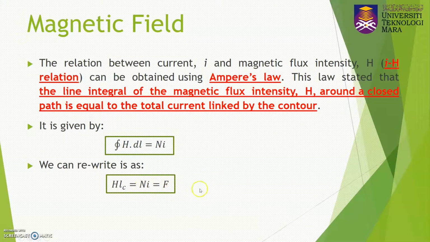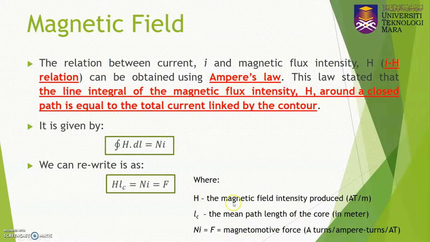equal to F, where H represents the magnetic field intensity produced by the magnetic core. LC represents the mean path length of the core, which is in meters, and F represents the magnetomotive force. We can represent this as Ni equal to F. F is basically the magnetomotive force. The unit for magnetomotive force is ampere turns, which we can write as AT.